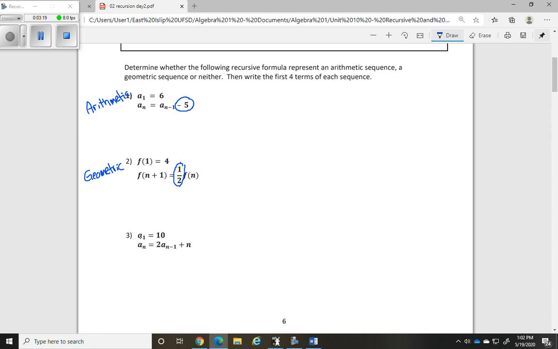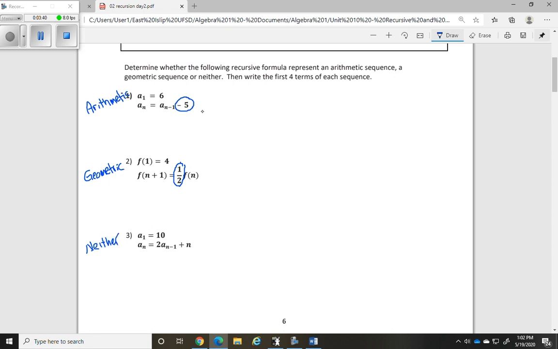And then in number 3, they give me the first term. They're telling me what to do. They're telling me I'm adding on n. Now n continuously changes, therefore it's not arithmetic. Right? Arithmetic, you have to add on the same number. Also, we're multiplying by something, so this is one that's a neither.